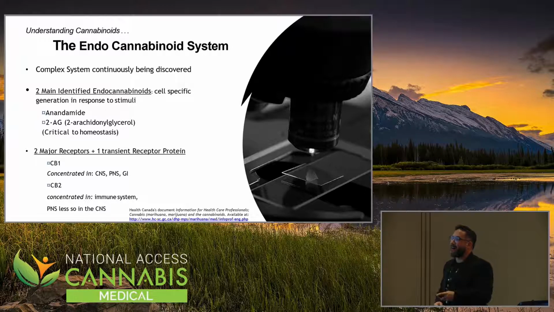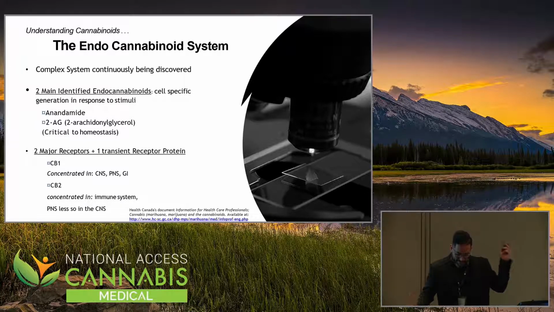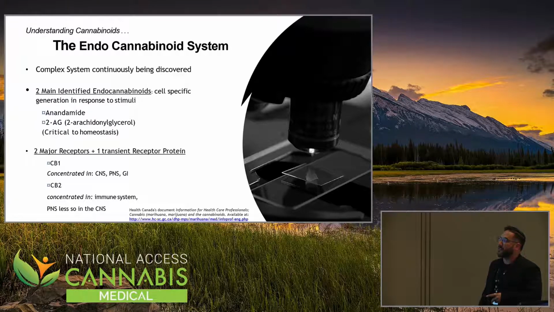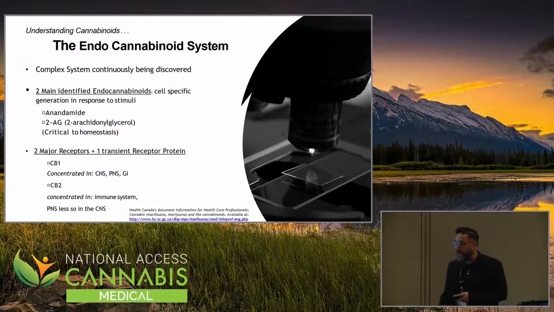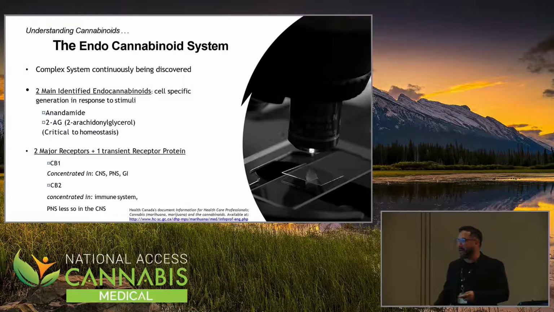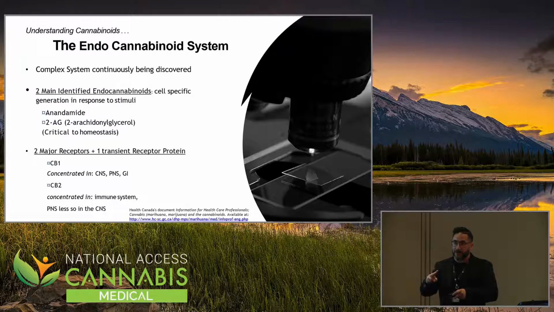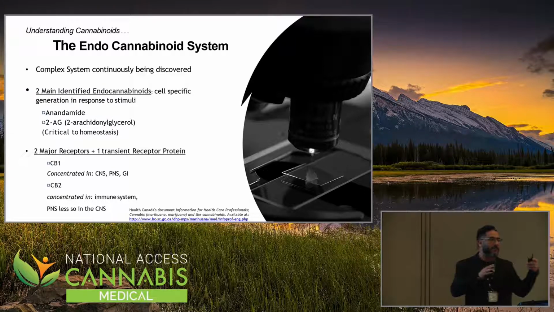The first of the two is called anandamide, and we already spoke about that. What does that mean? We all know it now. The bliss molecule, exactly. And the other one is called 2-AG. They're critical for homeostasis, and we'll talk about that in a little bit. But they also need places to bind, places to act on. They act on two receptors, and also one transient receptor protein.